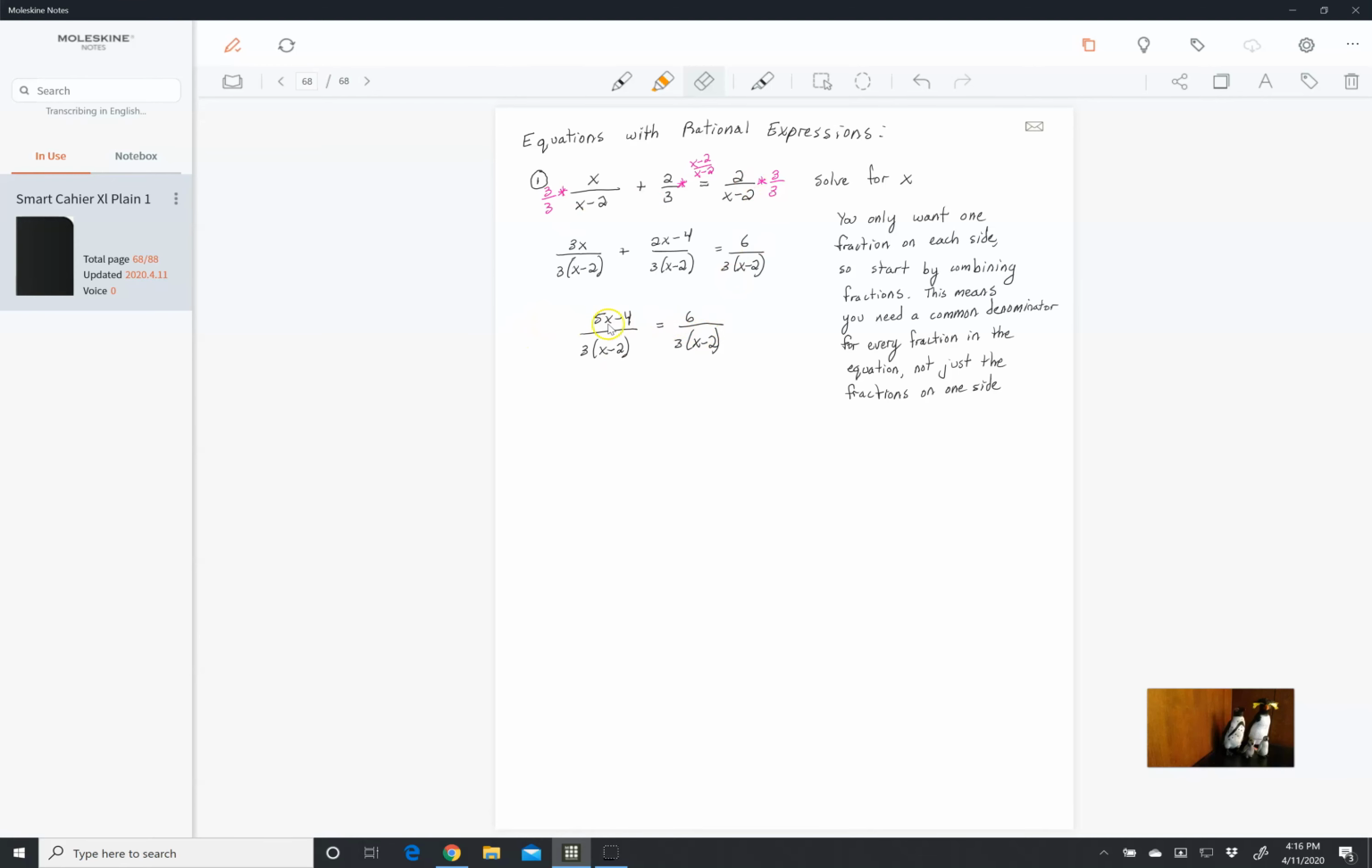Okay, so we've kind of seen this before already, because in logarithms, when we were solving logarithmic equations, we said if the bases are the same, the arguments are the same. We did the same thing with exponential equations. We said if the bases are the same, the exponents are the same. Well, here, if the denominators are the same, the numerators have to be equal too. If the denominators are equal and the whole thing is equal, the numerators have to be equal. So we could just ignore the denominators and say 5x minus 4 is equal to 6.